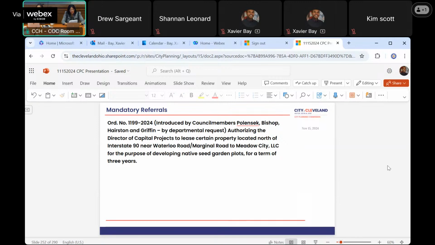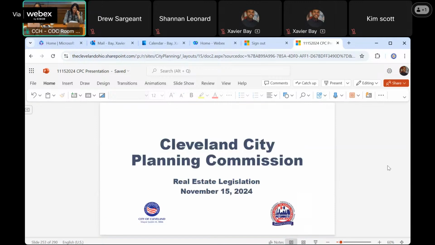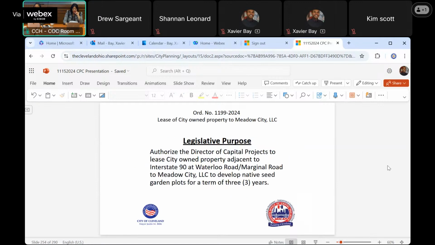Ordinance number 1199-2024. Authorizing director of capital projects to lease certain property located north of Interstate 90 near Waterloo Road and Marginal Road to Meadow City for the purpose of developing native seed garden plots for the term of 3 years. Very interesting. Good morning. Excuse me, my name is Dan Dockery with the Mayor's Office of Capital Projects, the real estate section. You go to the next one.